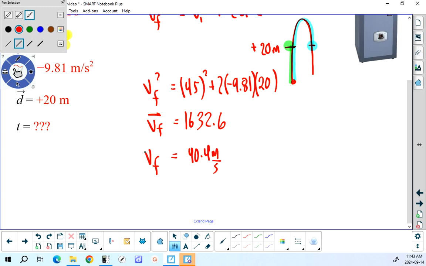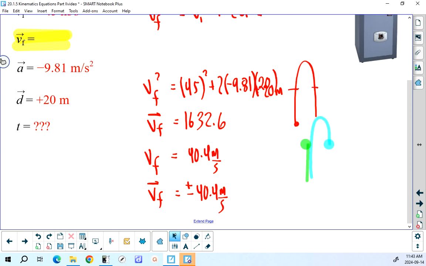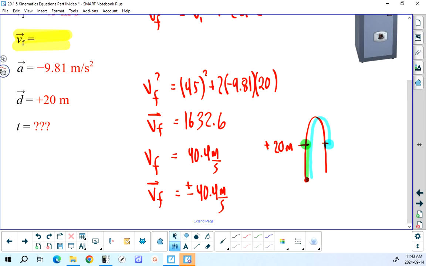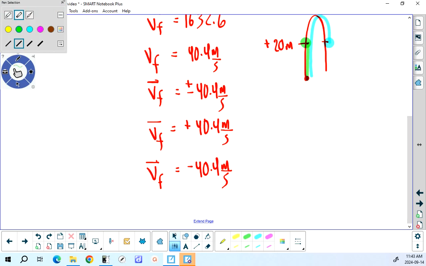And you know, that's true because VF is just the speed. But VF velocity is plus or minus 40.4 meters per second. So what we are saying, I'm just going to move this diagram down so that you can see this a little better, is that VF can be equal to positive 40.4 meters per second, or VF can be equal to negative 40.4 meters per second. It's equal to positive 40.4 at the green dot, and it's equal to negative 40.4 meters per second at the blue dot.